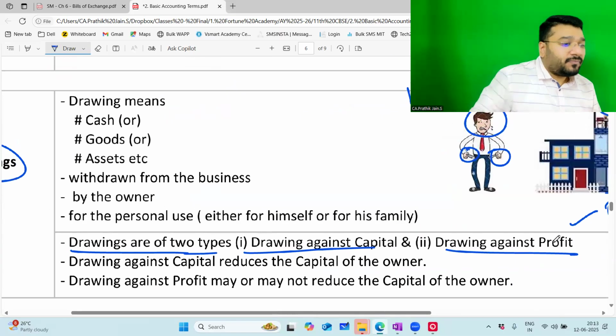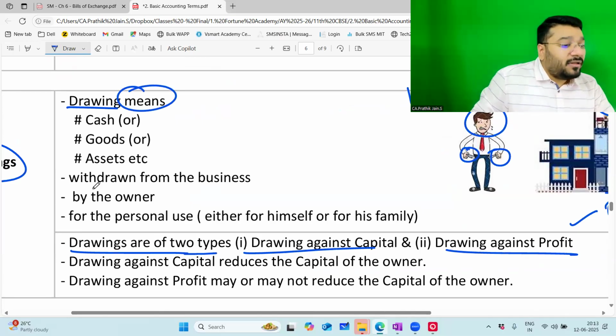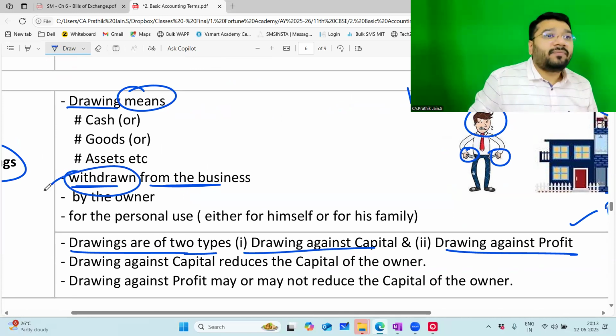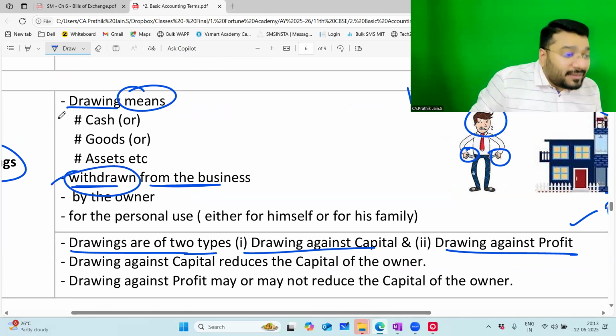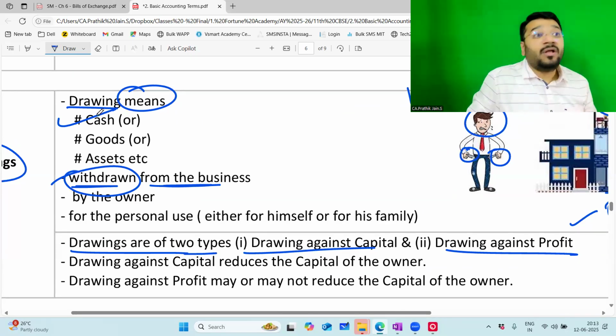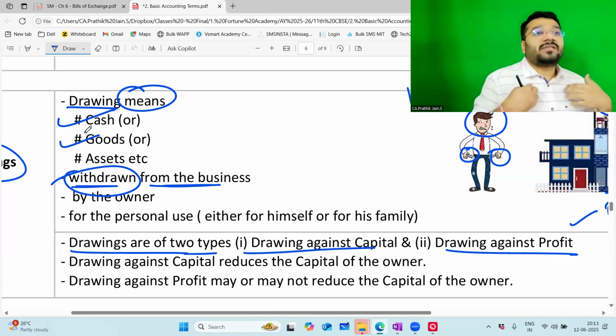Any problem? Sir said drawings means what first? Drawings means withdrawal from the business. What am I withdrawing? Do you understand what is withdrawal? I'm withdrawing from business. What? Cash. I can withdraw cash. I gave example of cash so far. Also, you can further withdraw goods. Sir, I'm in business of buying and selling chocolates.